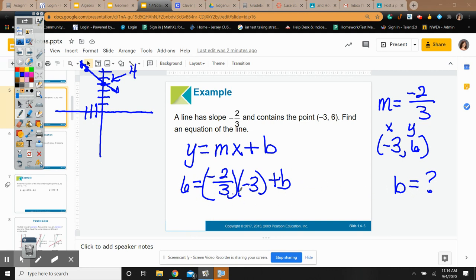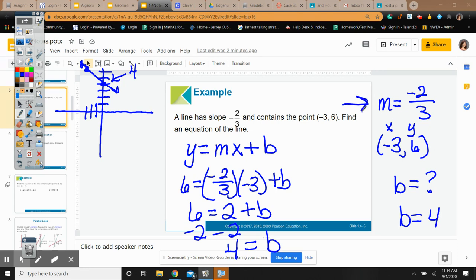Now, you will multiply this out. I will get 6 equals, those 3's will cancel, and it will leave me with a +2. Or you could type in your calculator -2/3 times -3 to get the 2. You subtract 2 from both sides, and we get that b value of 4, just like our graph showed us, so b is 4. Once you know m and b, you can write the equation of any line, and the equation is going to be y equals -2/3 x plus b, which in this case will be 4.